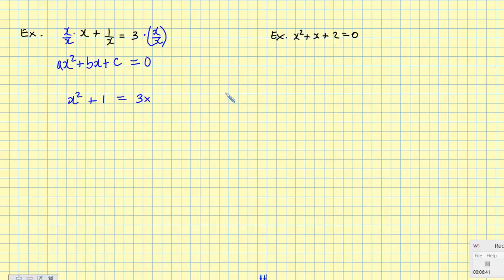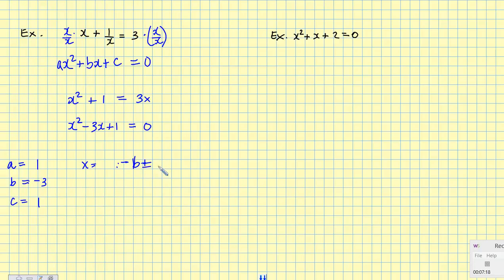Now, I need to bring everything over to one side of the equation because ax squared plus bx plus c is equal to 0. So I'm going to write x squared minus 3x plus 1 equals 0, and then I'm going to use my quadratic formula. So I'll say a is equal to 1, b is equal to negative 3, and c equals 1. And then I will proceed to write this out using the formula.